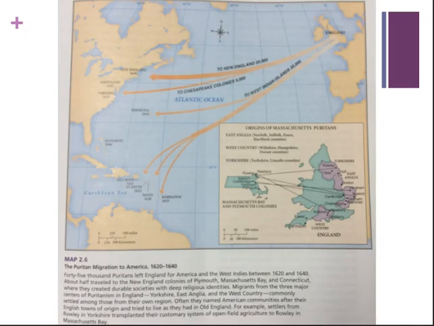Here we can see a map. We can see New England up top, then the Chesapeake colonies with the amount of people that are heading over that way.